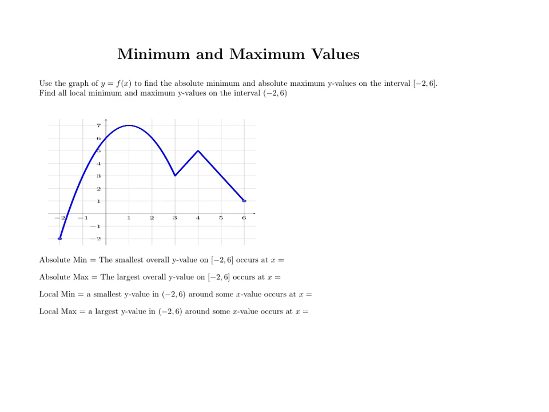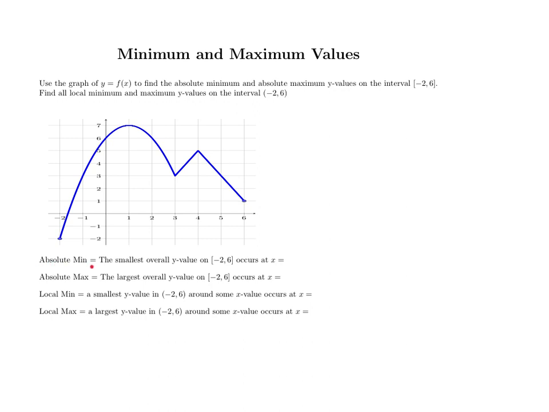In this lesson, we'll talk about minimum and maximum values of a given function. To start with, here we have a graph of y is equal to f of x. I would like to use this graph to find the absolute minimum and absolute maximum y values of this function on the closed interval from -2 to 6. Closed meaning it contains both of the endpoints.